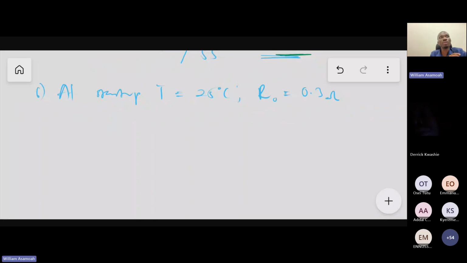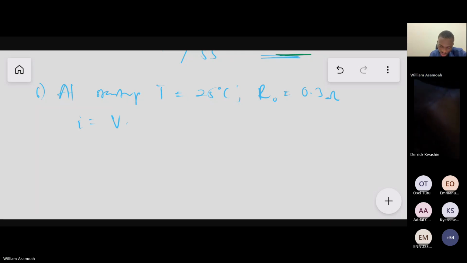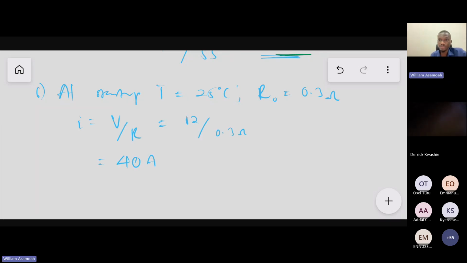Now if our lamp is at 0.3 ohms at start, when you plug it into voltage, what will be the current that will flow through it? It will be V over R, right? And so we have 12 over 0.3 ohms. And what do we get? 40 amperes. Very, very huge current. Because it is cold, the resistance is very low, 0.3 ohms, and so it's going to draw a lot of current.